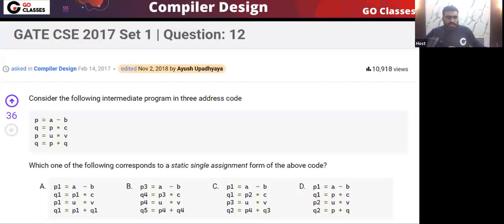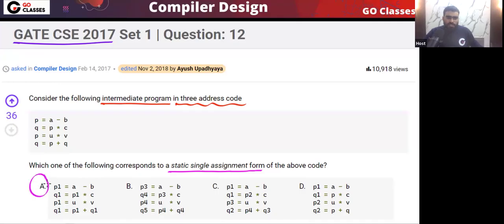Now let's solve this GATE exam question. Can you tell me what is the answer? This is a GATE 2017 question. Consider the following intermediate program in 3 address code. Which of the following corresponds to the static single assignment form of the above code? Which of them is the correct answer? Let's check each option one by one.